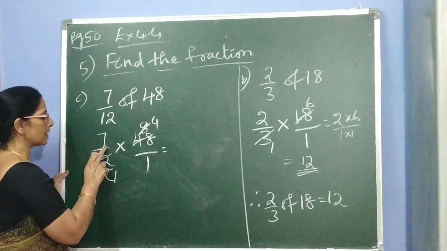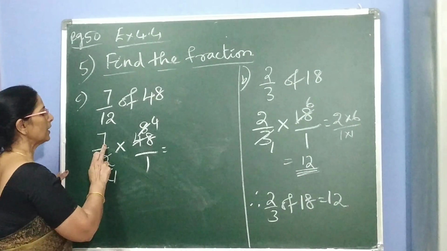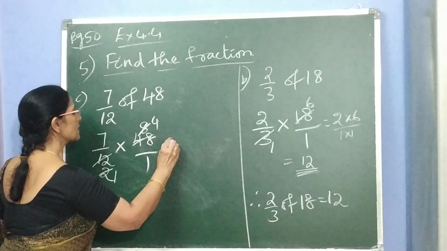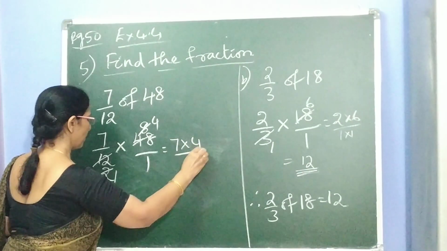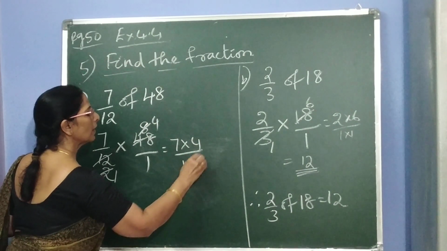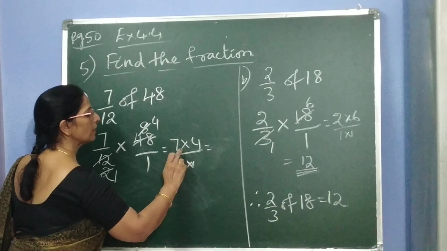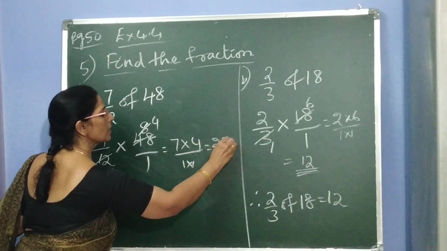Here now what we are left with, 7 and 1, we need not do anything. What we are left with in the numerator's place is 7 into 4 by 1 into 1. Here 1 into 1 means we need not write it. 7 fours are 28. The answer is 28.